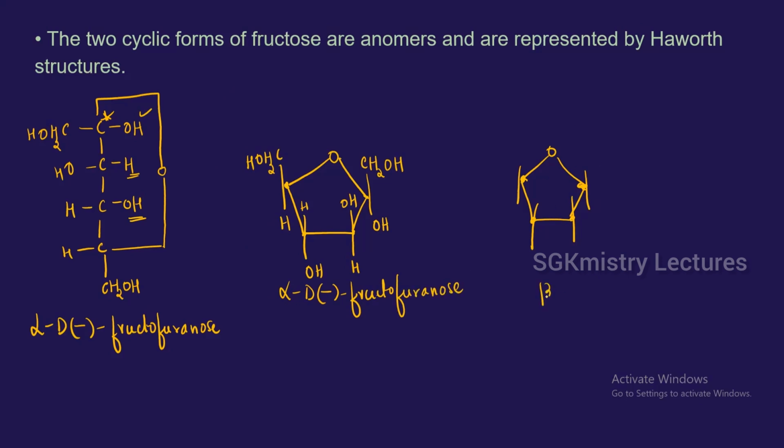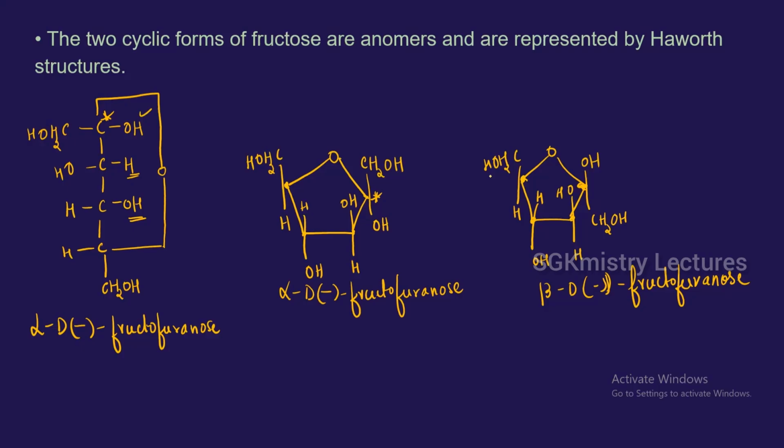Now I can write the beta D-fructofuranose. Only the differences with respect to this particular carbon atom. So I write CH2OH below, OH above. Then everything else remains the same. H here, OH here, H here, CH2OH. Okay. So this is how we are going to write the Haworth structure for fructose.